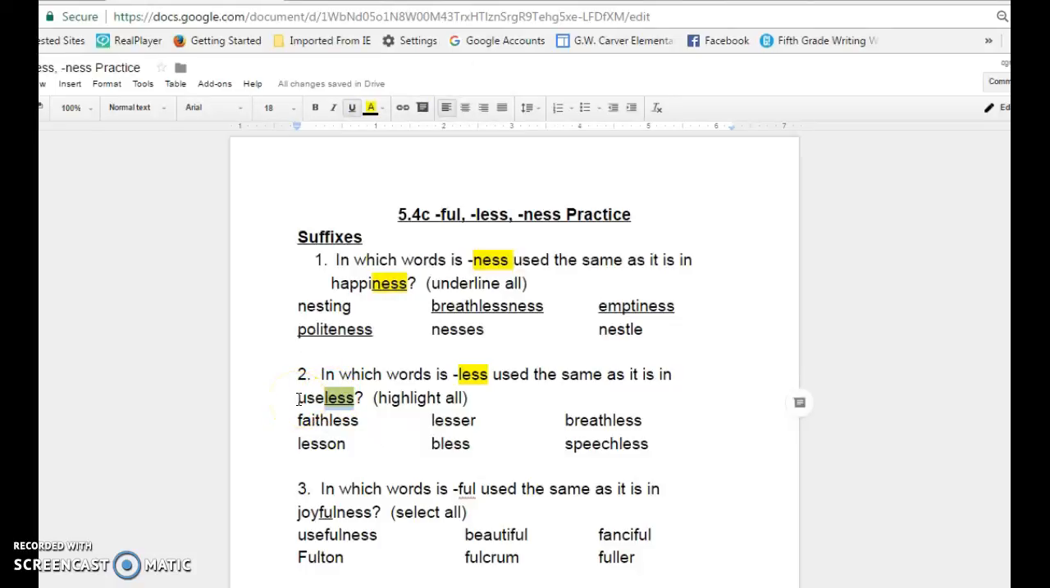Useless. Ask yourself what it means. Less means without. So if something is useless, it's without a use. There are no uses for it. So let's look at the rest of them. Faithless. Does it mean the same? Does it mean without faith? Yes, it does. Our directions changed. This time we need to highlight all of our answers.